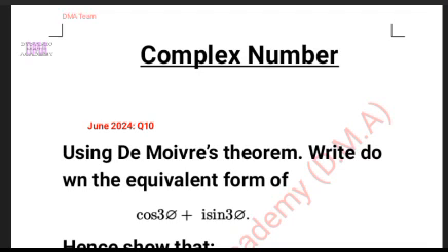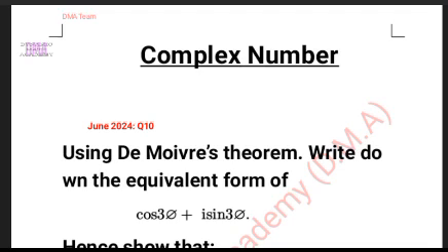So the question is under complex numbers. First of all, when you get the name complex numbers, the first thing that needs to come to your mind is De Moivre's theorem. Yes. So you cannot do complex numbers without studying De Moivre's. No, it's not possible. So let's do the question.